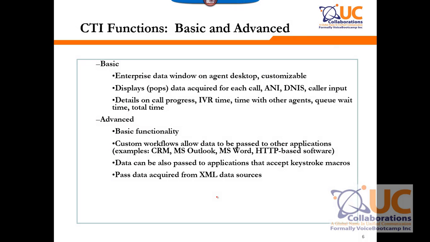CTI basic functions can provide access to an enterprise data window on the agent desktop, which is customizable. It displays pop-up data required for each call, such as ANI, DNIS information, caller input, details on the call progress, IVR time, time with other agent, and queue wait time. All this information will be displayed.